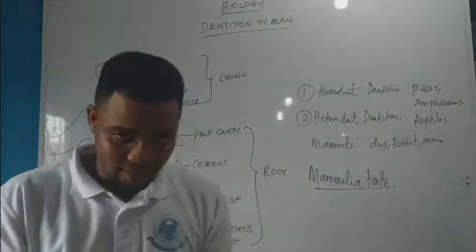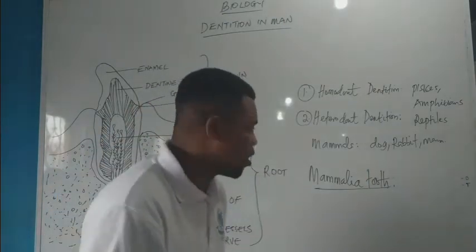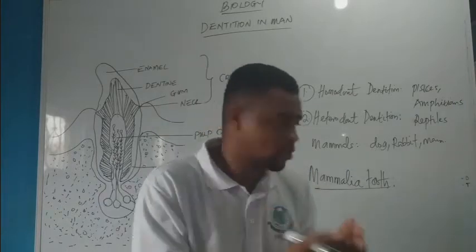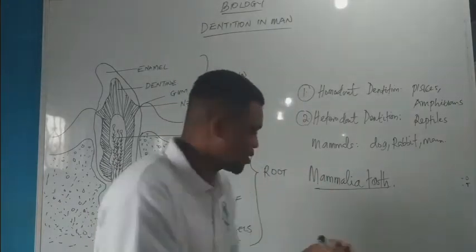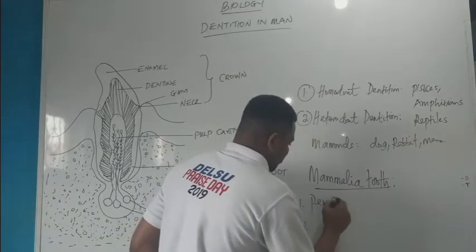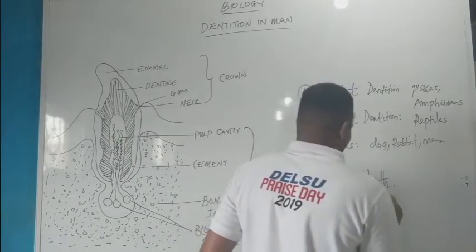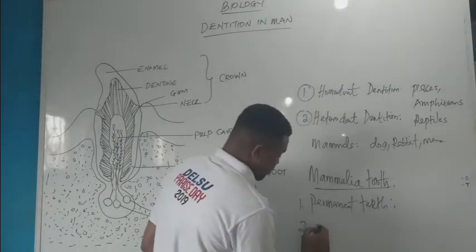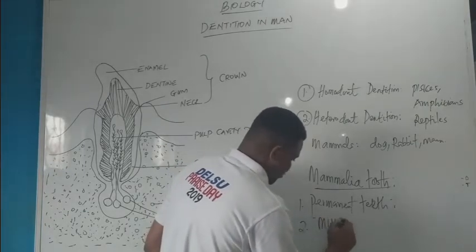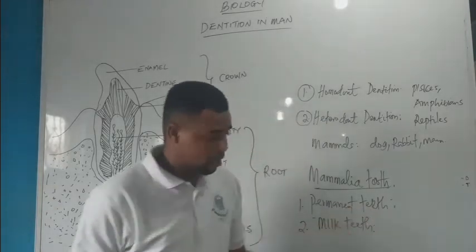For man, mammalian tooth. Now, man has two sets or two groups of teeth. The first one is the permanent teeth, and the second is the temporary or milk teeth. Now, let me start from the permanent teeth.